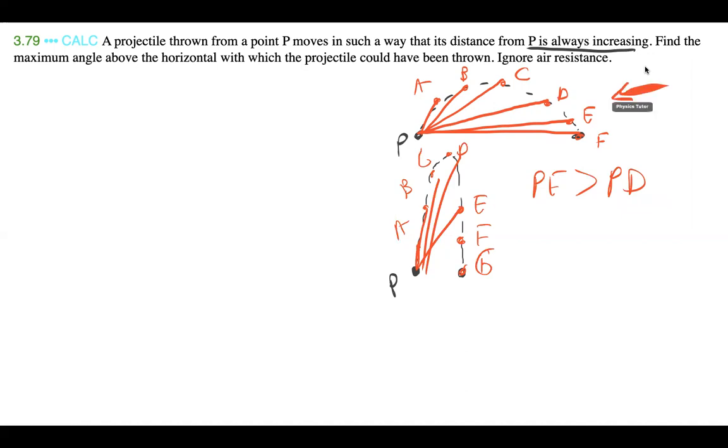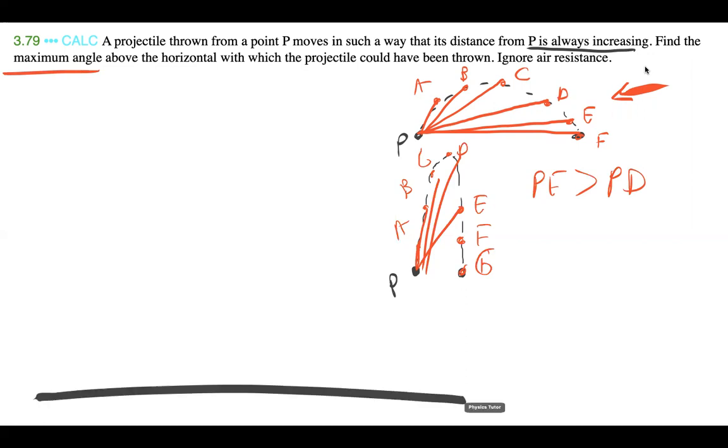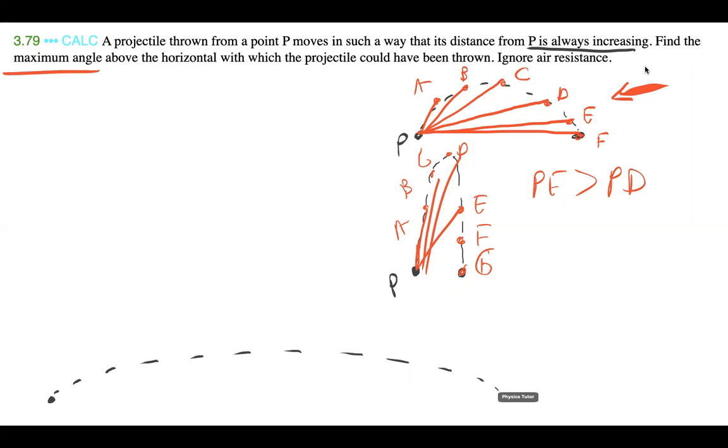But what exactly are we looking for in this problem? The maximum angle. And the reason we're looking for the maximum angle is that in any projectile that has a really small angle, or let me just draw that a little bit better. If we have a projectile that looks sort of like this, where we have a very small angle, theta right here, we know that this distance is always going to be increasing.